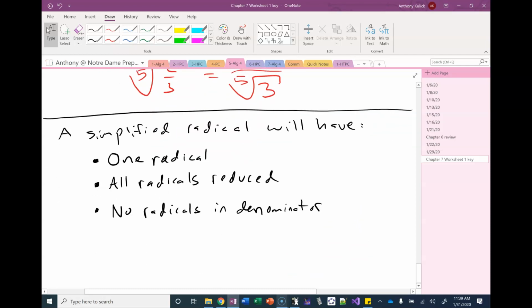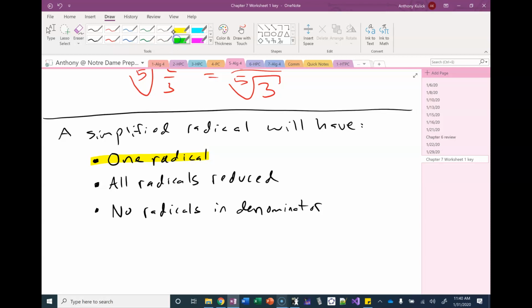So an important thing when we're simplifying radical expressions is to know when we're finished. So a final answer for a simplified radical expression should have just one radical in it. All the radicals in there should be reduced, and we should have no radicals in our denominator if there is one. So we know how to combine radicals into one using these two rules, the quotient property or the product property.